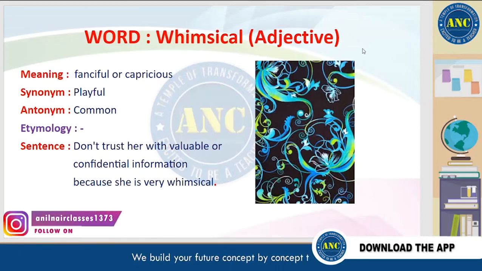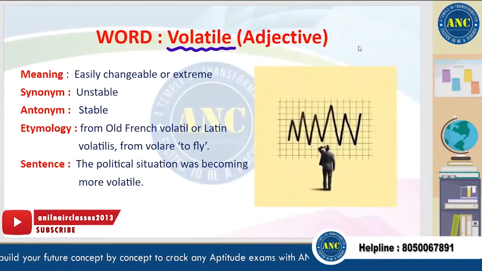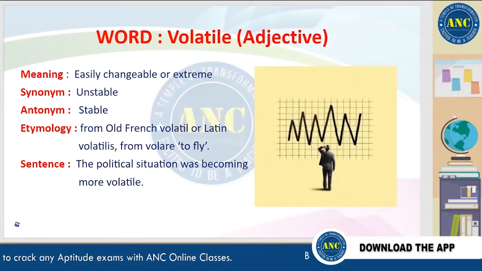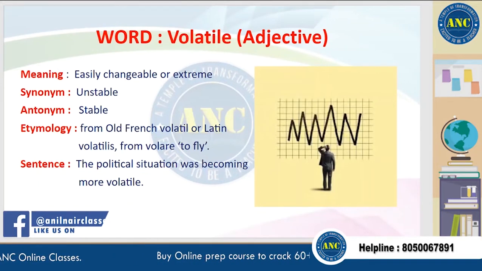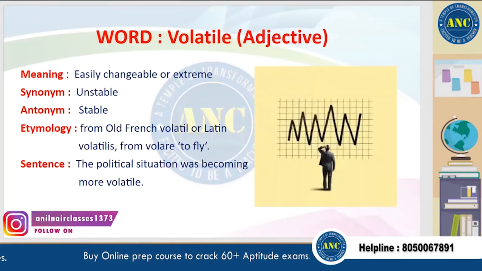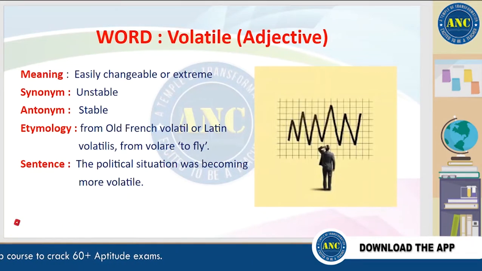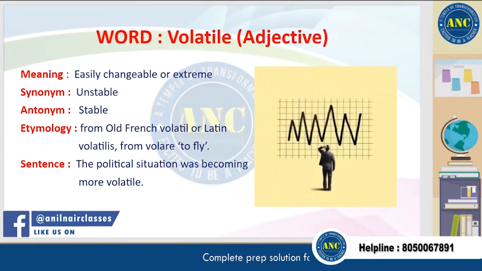Moving on to the next word. Volatile. Volatile means easily changeable or extreme. A synonym for this word is unstable, and an antonym is stable. It is derived from an old French word which means to fly. A sentence for this word is, the political situation was becoming more volatile.